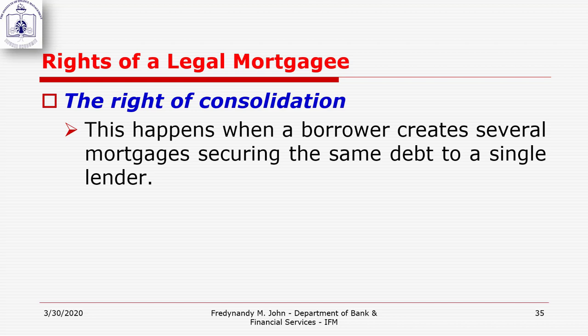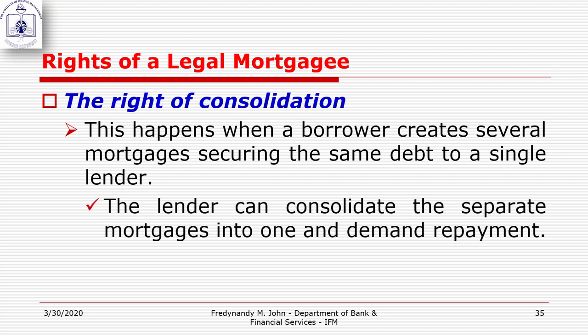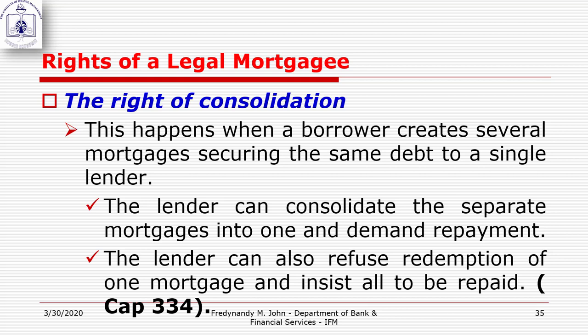Another right is the right of consolidation. The right of consolidation happens when a borrower creates several mortgages secured by the same debt at the same bank. That is how the consolidation happens. So the lender is allowed now to consolidate, to combine those separate mortgages into one and demand repayment from the borrower. Again, the lender can also refuse redemption of one mortgage and insist all be repaid.